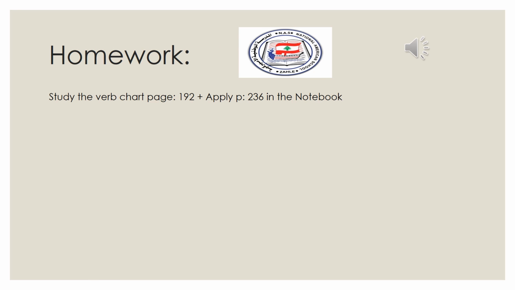Please, sweet students, after we have applied page 192 together, I need you to study the verb chart on page 192 and to apply page 236 in your notebook.